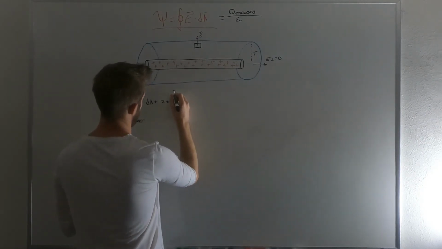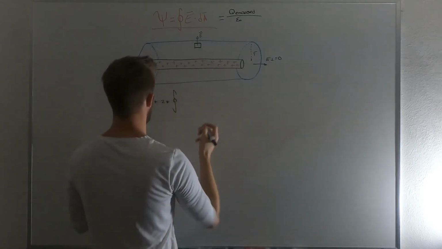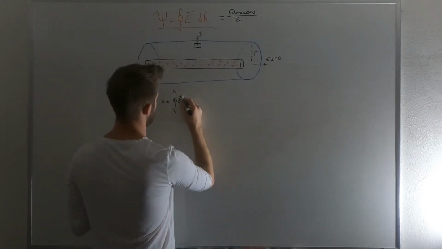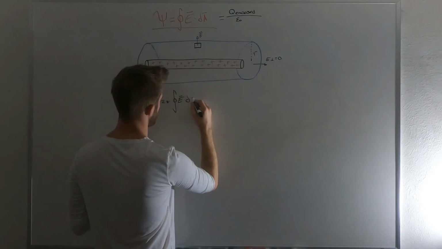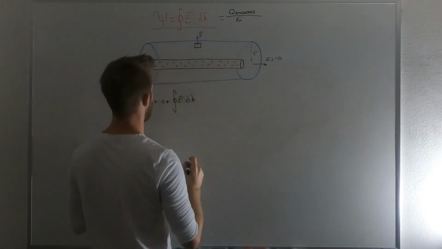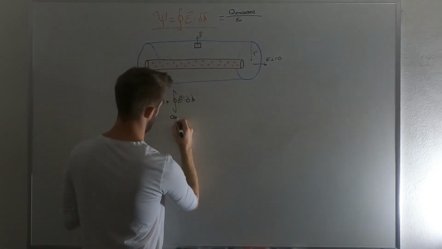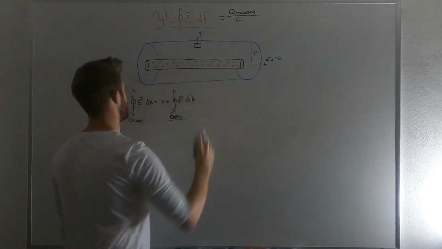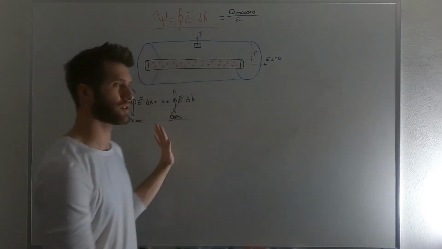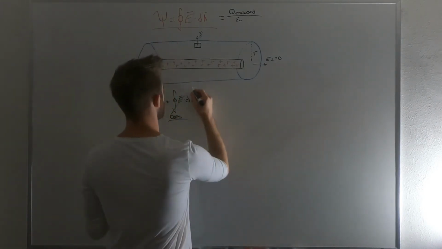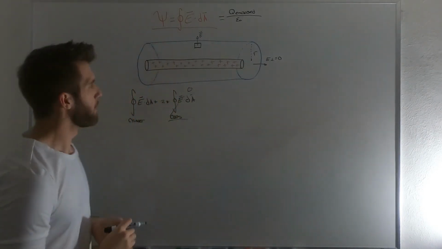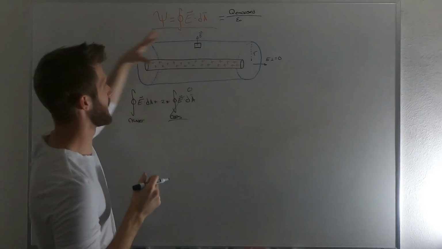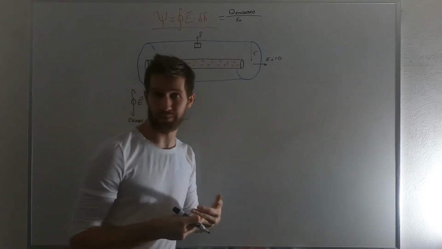It's going to be added to 2 times our other caps, which is just also going to be E dot dA. But as we've established, this cap portion is 0. That's all we need to concern ourselves with. We don't need to use this at all. All we need to concern ourselves with is the length of the cylinder itself.